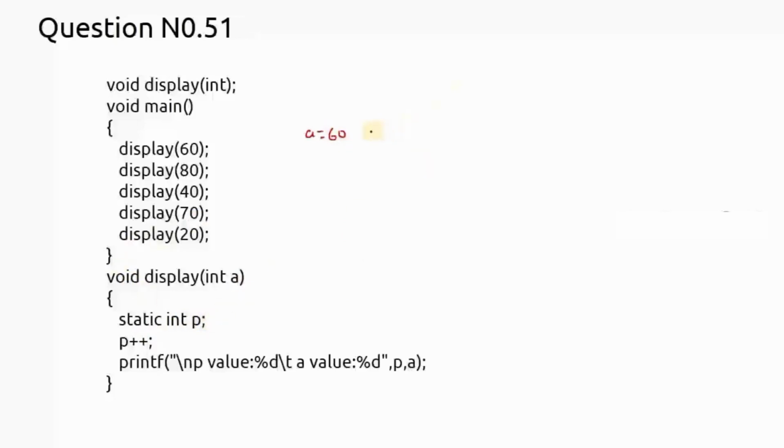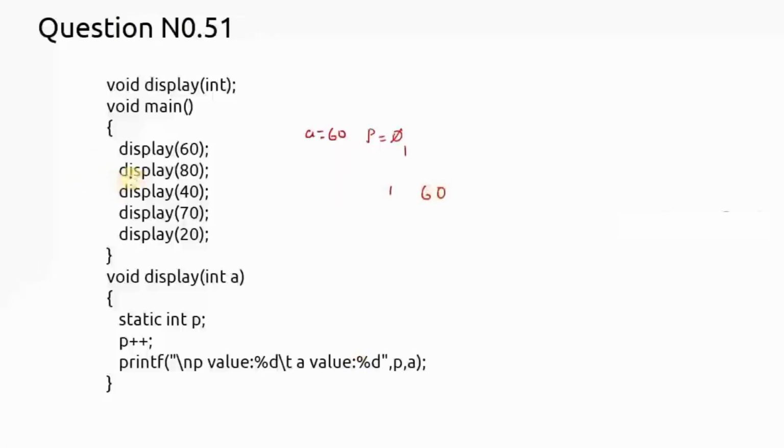Whenever I declare a variable as static int, by default the value will be 0. Even if you don't initialize any value, it will take the default value 0. If you don't write static here, the value will be garbage, but if you write static, it will be 0. Now p++, so p value will become 1 here. Then printing p value as well as a value, that is p comma a. So 1 comma 60 will be printed.